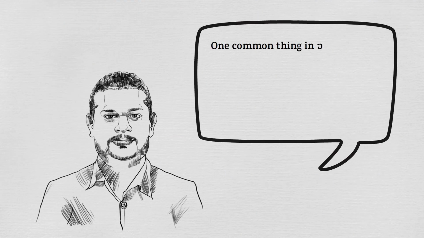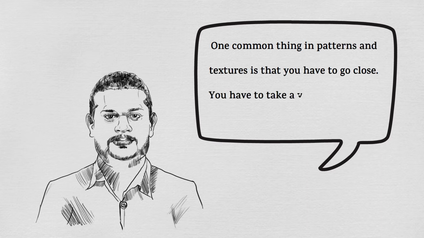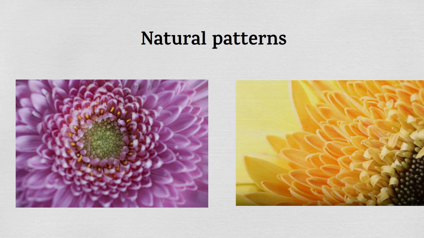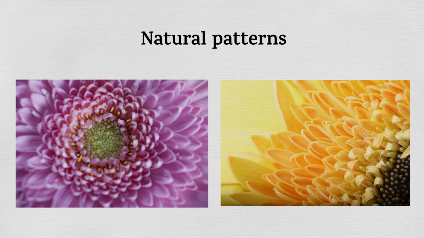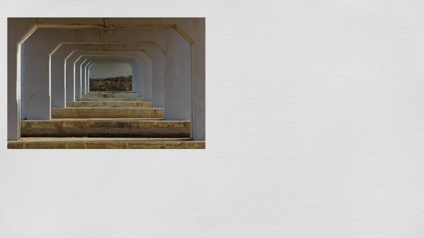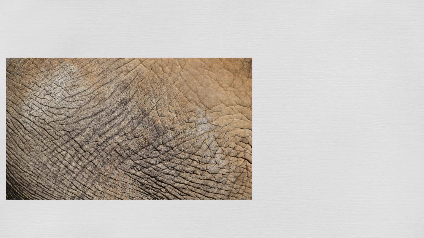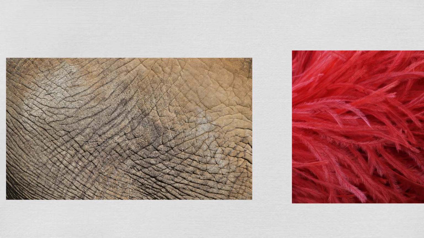One common thing in patterns and textures is that you have to go close. You have to take a very close picture of them to exhibit what they look like. For example, here you have a picture of a man-made pattern and a natural pattern. Flowers are great natural patterns with their petals arranged in a particular sequence. In man-made patterns like buildings and other architectural wonders, you can see a pattern. As for textures, like I said, animal skin has a great texture. The bird feathers have a great texture and patterns in them.